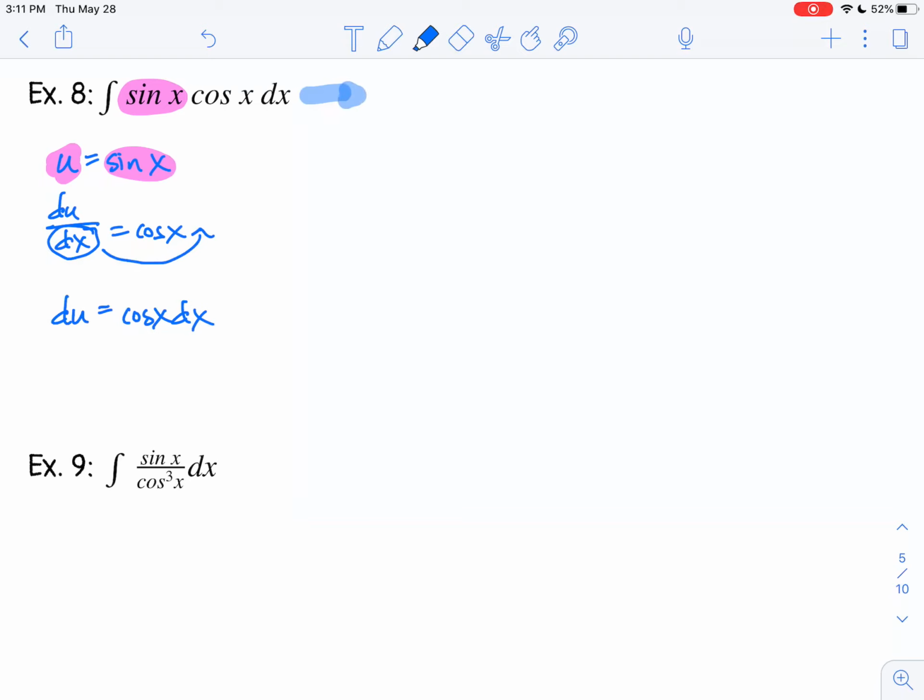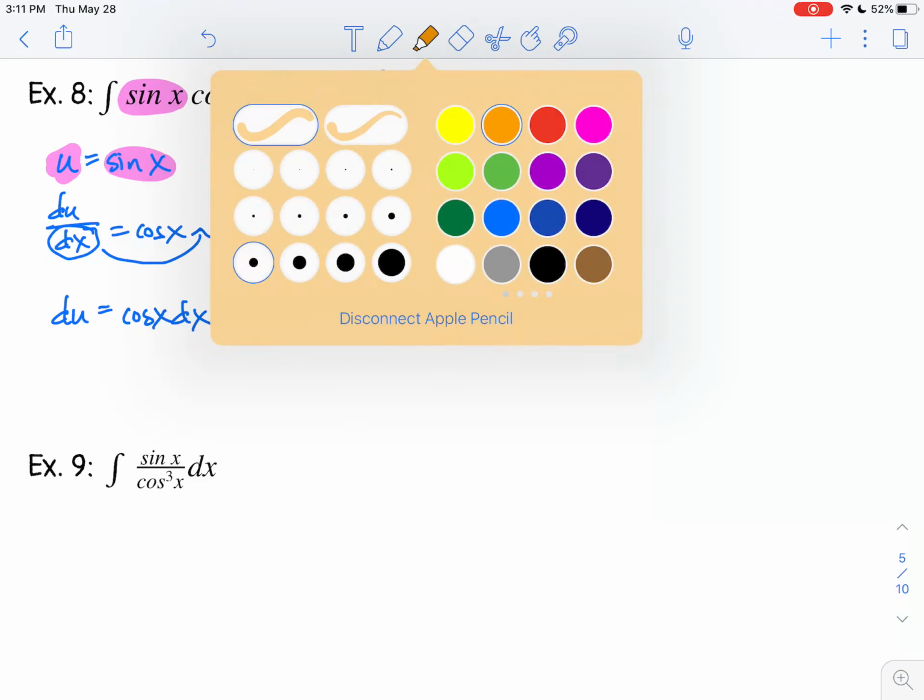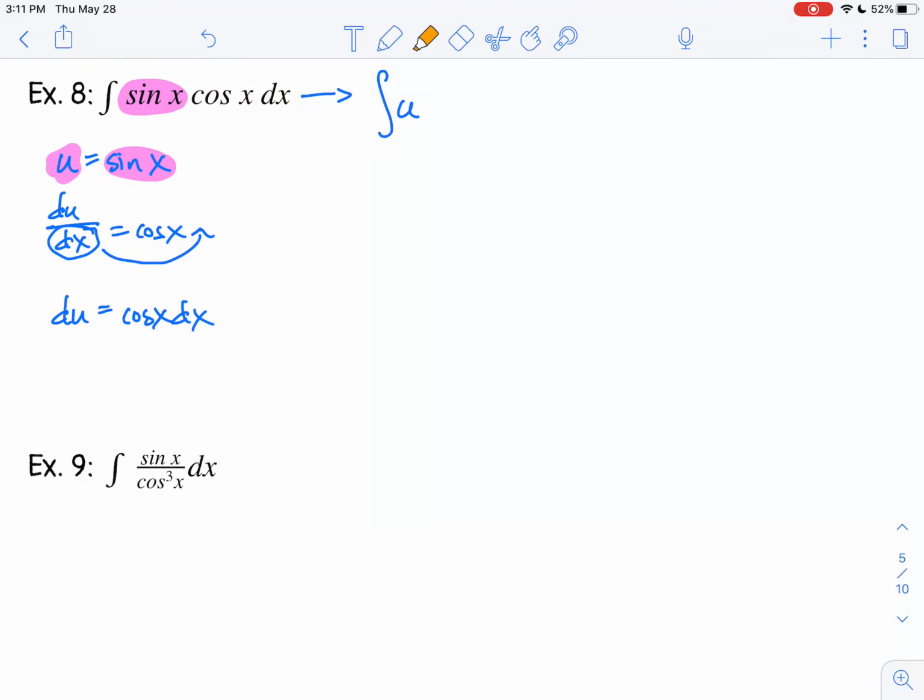So if I start my u substitution, I get the integral of u, because the sine x became a u. Now what else can I substitute? Everywhere I see a cosine x dx, okay, it has to be the whole thing. I have to have the dx there. Everywhere I see a cosine x dx, I can replace that with du. That means the whole ending part just becomes du.